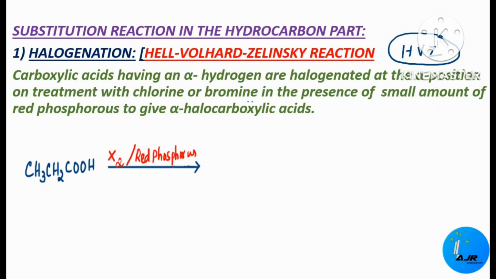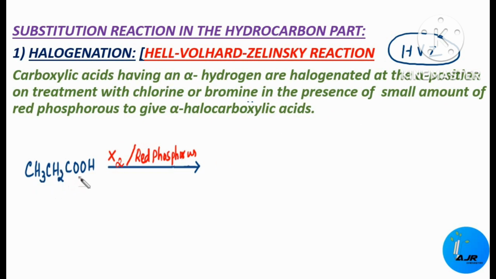So this is a carboxylic acid which is having an alpha hydrogen atom, and it is halogenated in the alpha position by treatment with chlorine or bromine. Here I have given X2, that's a general format for the halogens. So here we can have either chlorine or bromine, and this takes place in the presence of a small amount of red phosphorus to give alpha halocarboxylic acid.